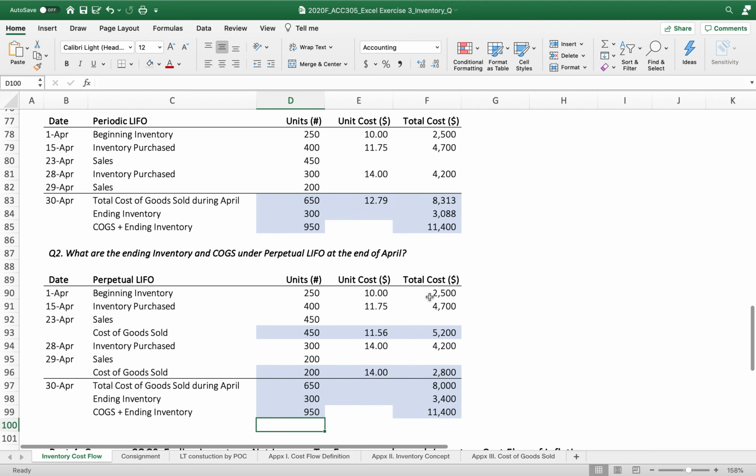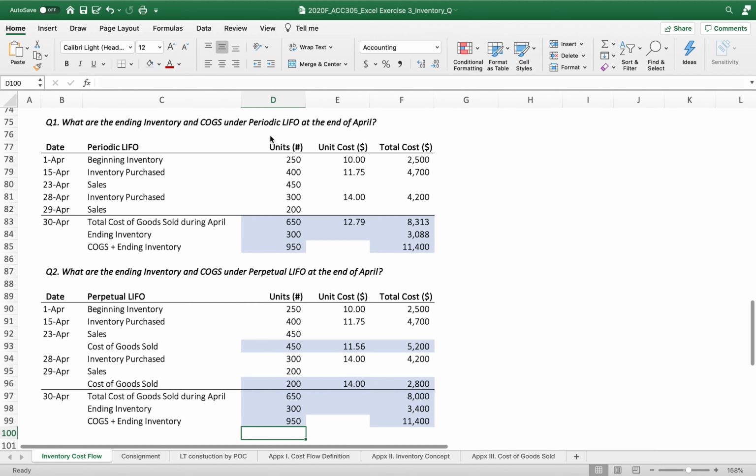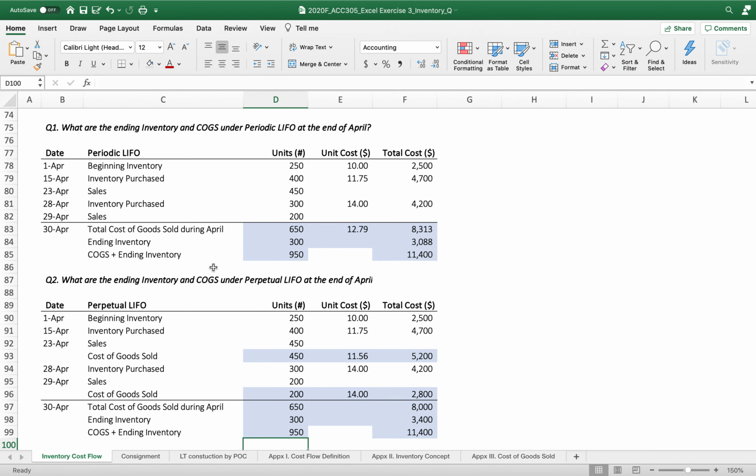So let's compare these two results. Now, do you see the periodic LIFO and perpetual LIFO have different amounts of the cost of goods sold and ending inventory? Because the cost of goods sold under the periodic LIFO is higher than the cost of goods sold under the perpetual LIFO. Because when you consider the cost of goods sold at the end of the period, we started from 14. We assume that the expensive one sold out, because out of 650, we used up this 300 inventory cost, which is the expensive one. So the leftover is the cheapest one, right?